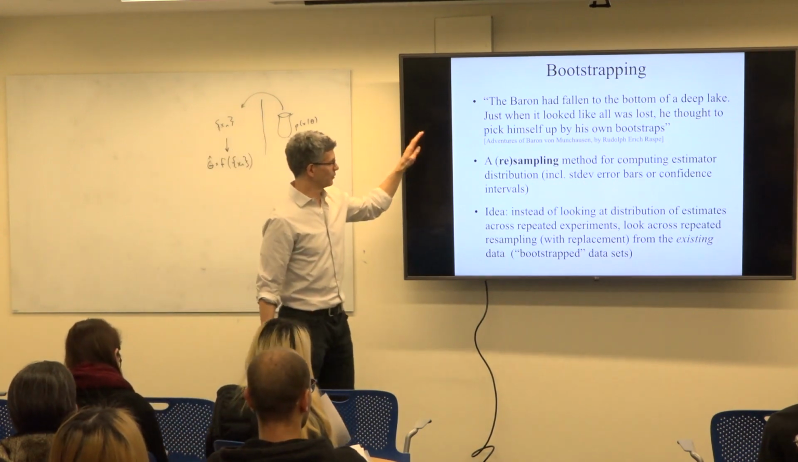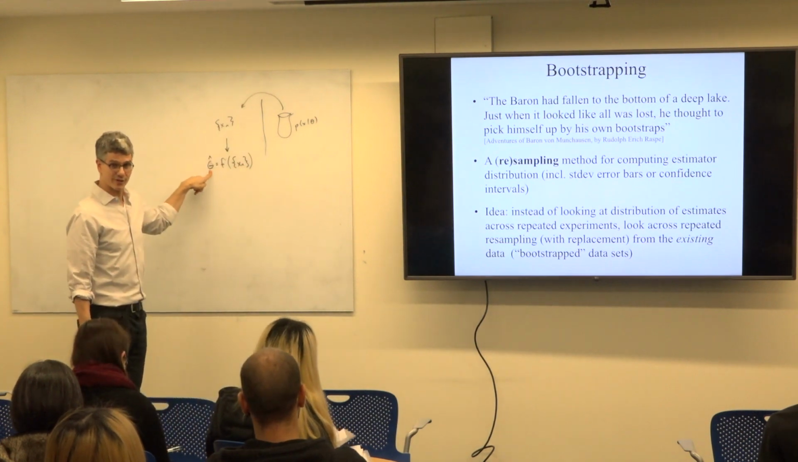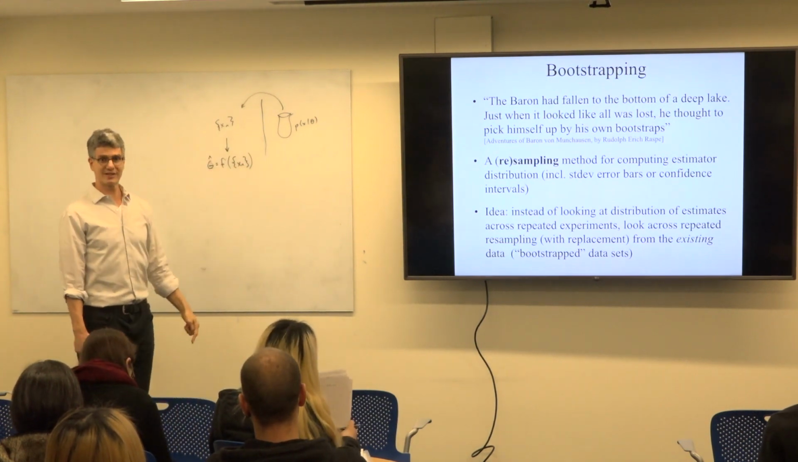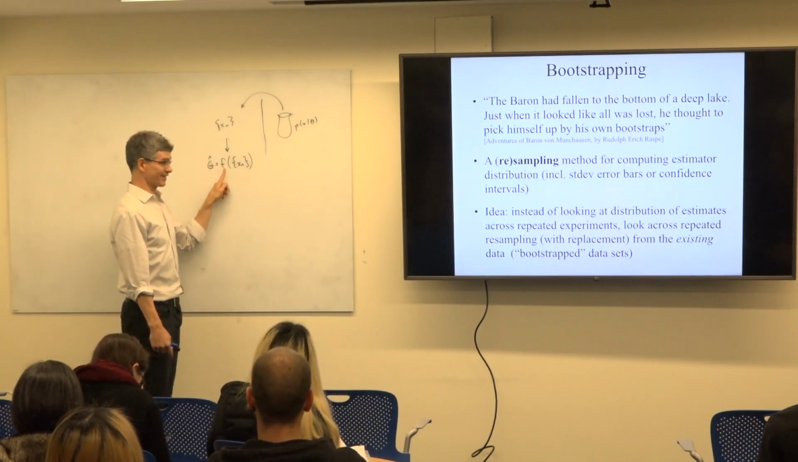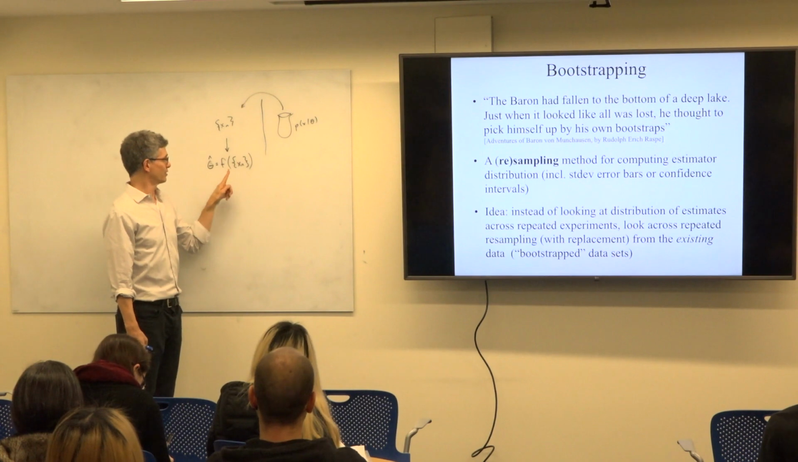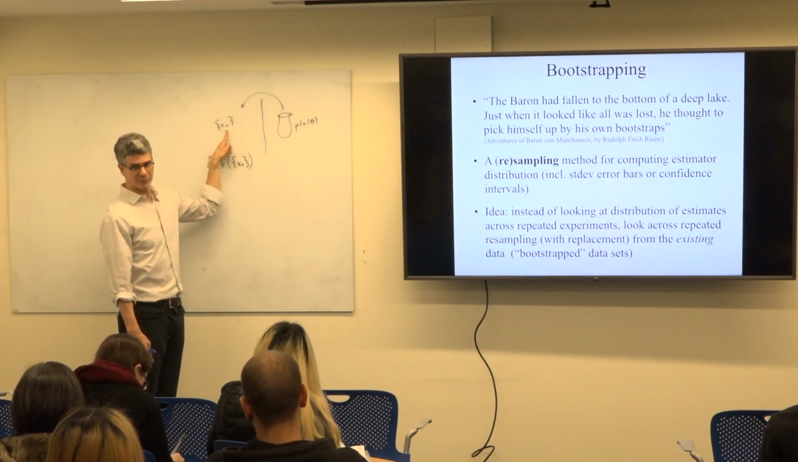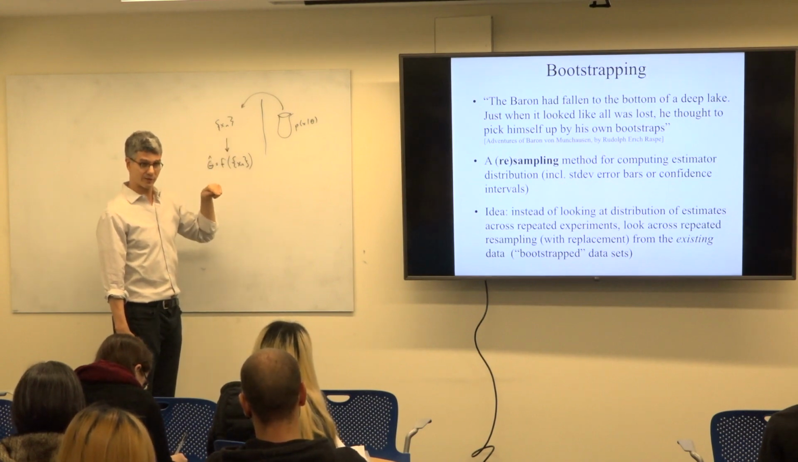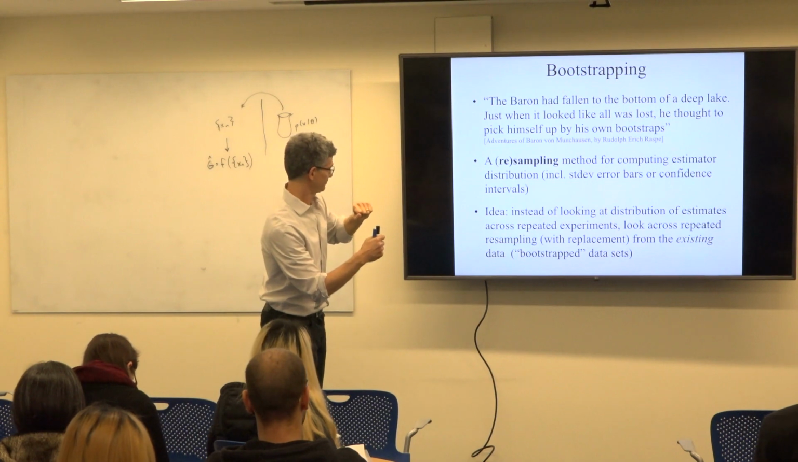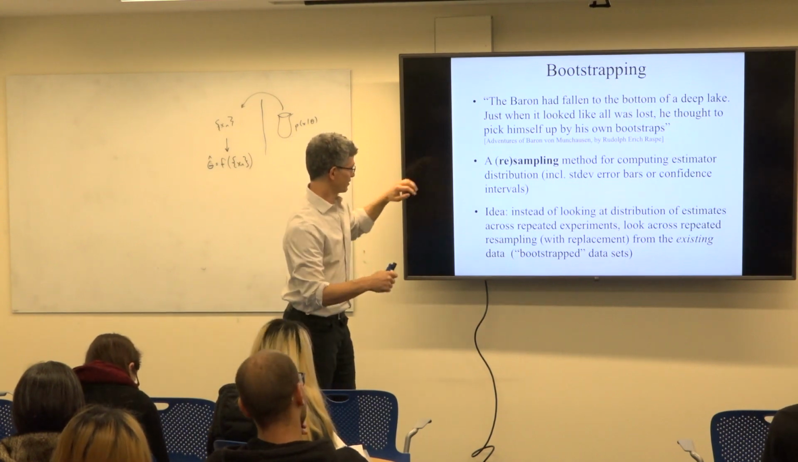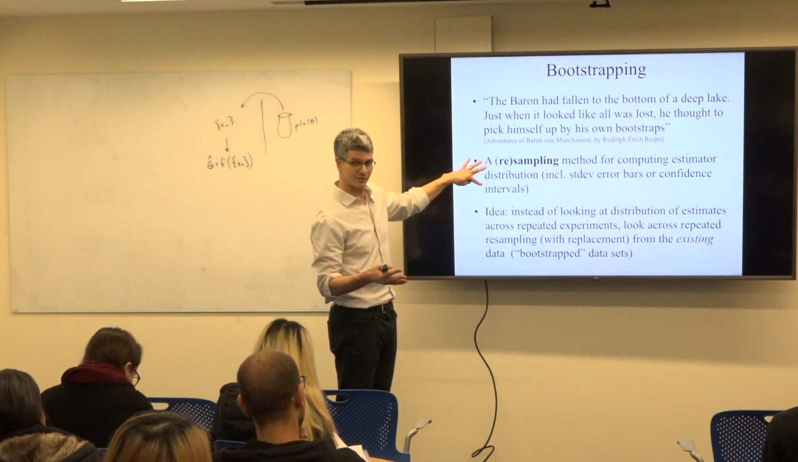Okay, so how does it work? You get your estimate from the true data. Now I'm going to get a whole bunch of resampled estimates. These are fake estimates that come from applying the same function, the same estimator, not to the original data set, but to samples redrawn from this data set, as I described before, with replacement. This is a resampling method for computing the distribution of estimates.